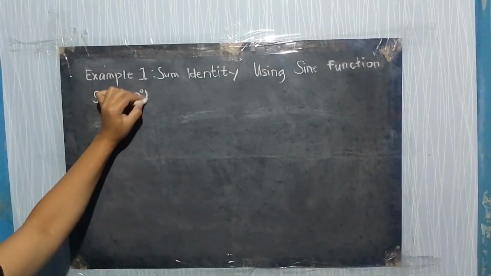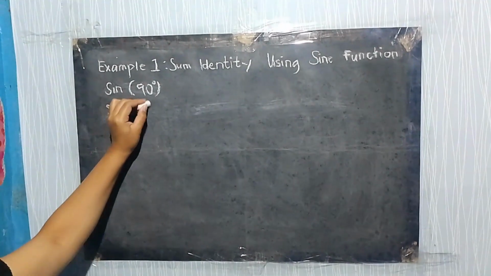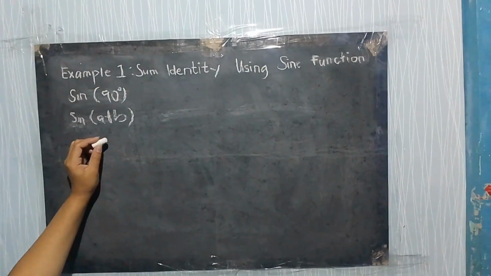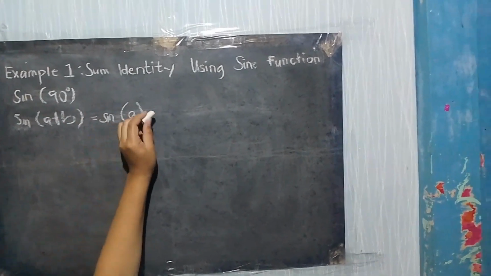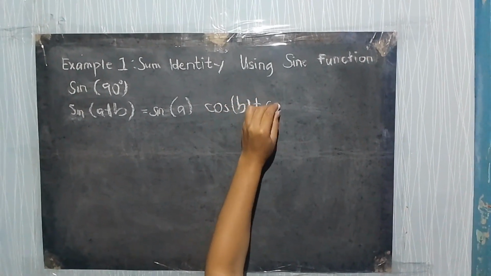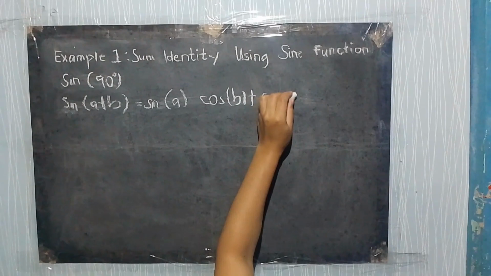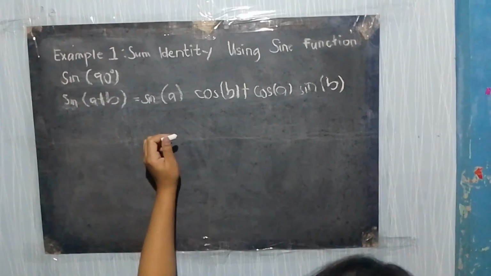If you want to find the value of sine 90 degrees, you need to ask yourself, what two common angles add to 90 degrees? The two angles that are very common on the unit circle are 30 and 60 degrees. So 30 plus 60 is equal to 90. So our A is 30 and B is 60. So this is the equation.